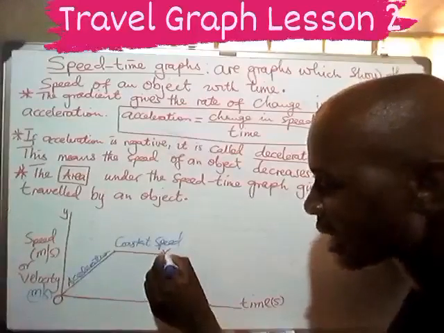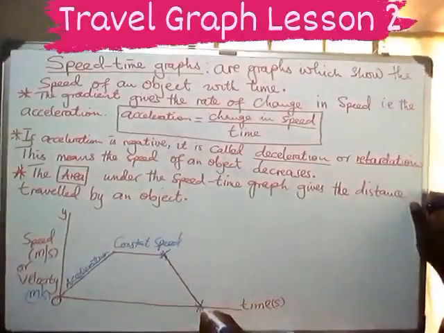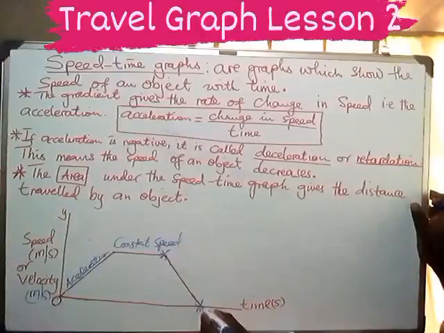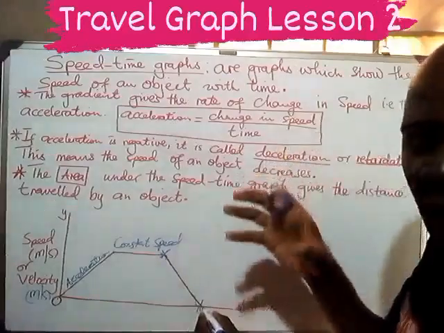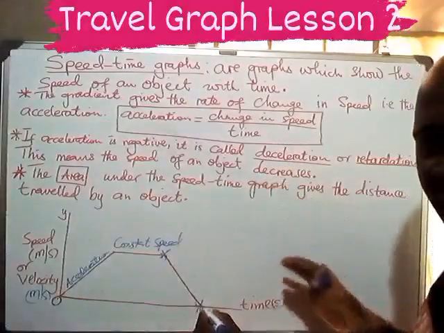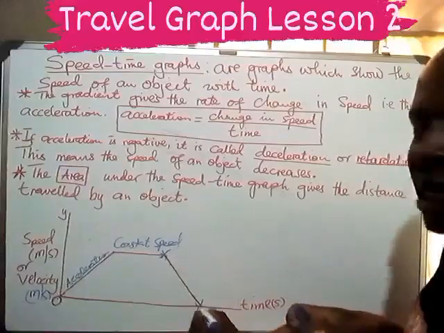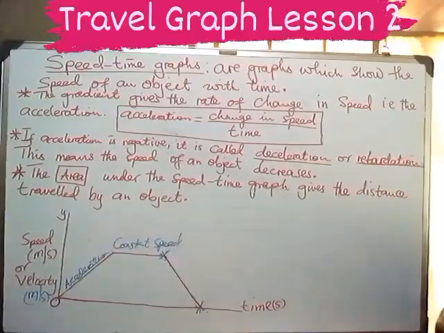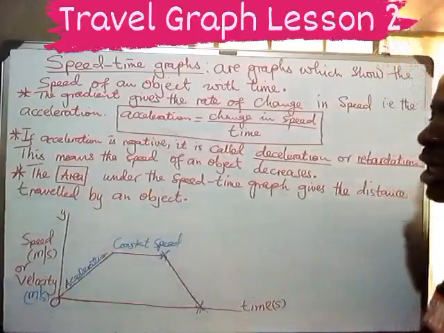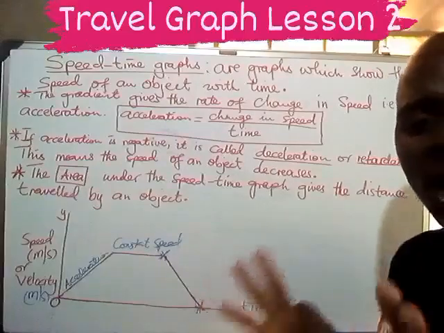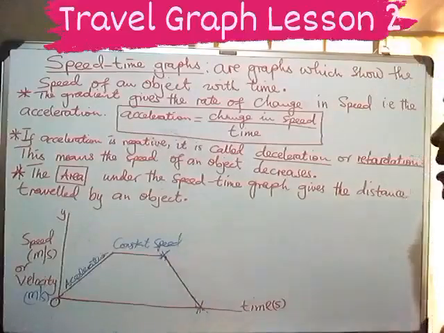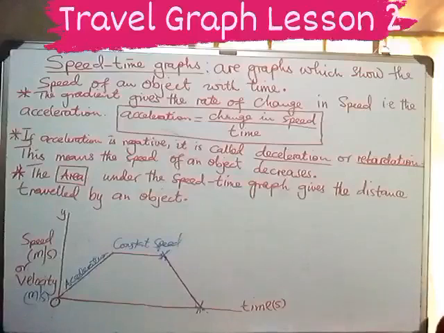Remember, we are coming from the higher speed to a 0, meaning the speed of that object, whether it is a vehicle or a bicycle or anything, is reducing. When the speed is decreasing or reducing, it is known as deceleration or retardation, or negative acceleration in other books. So, what else do we have under the speed time graph?